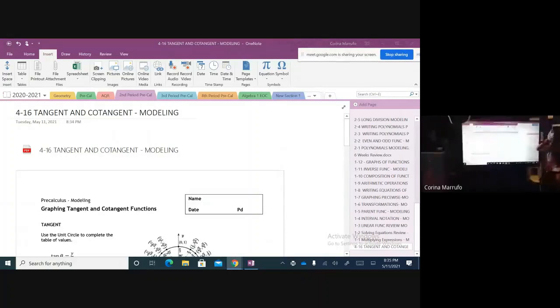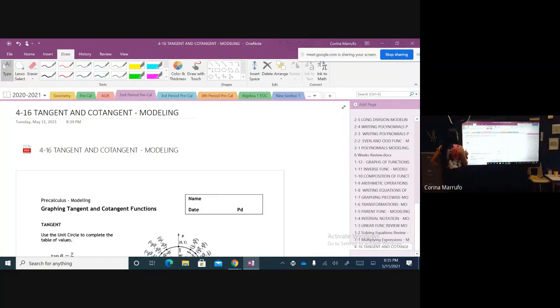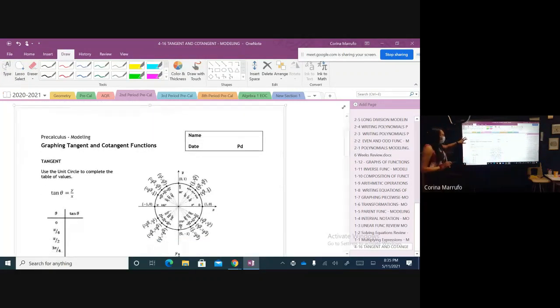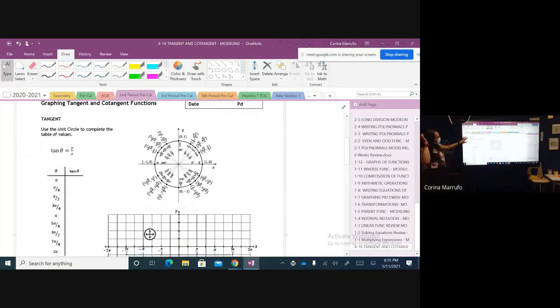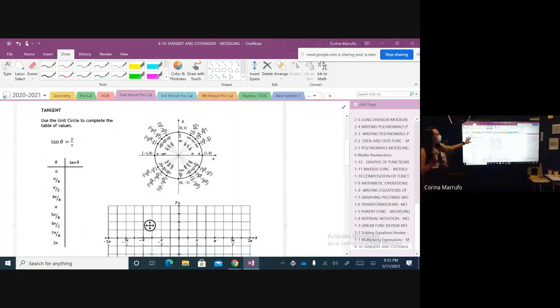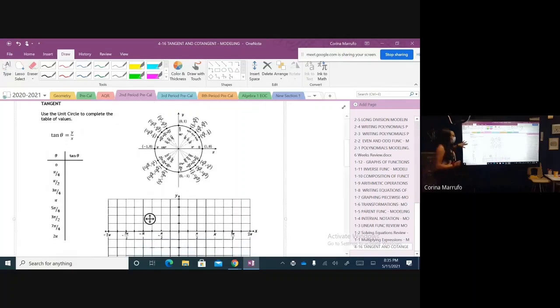Alright, so let's go ahead and get started. Next we're going to move into graphing tangent and cotangent functions. It says use the unit circle to complete the table of values. So our tangent is our y value divided by our x value, okay?